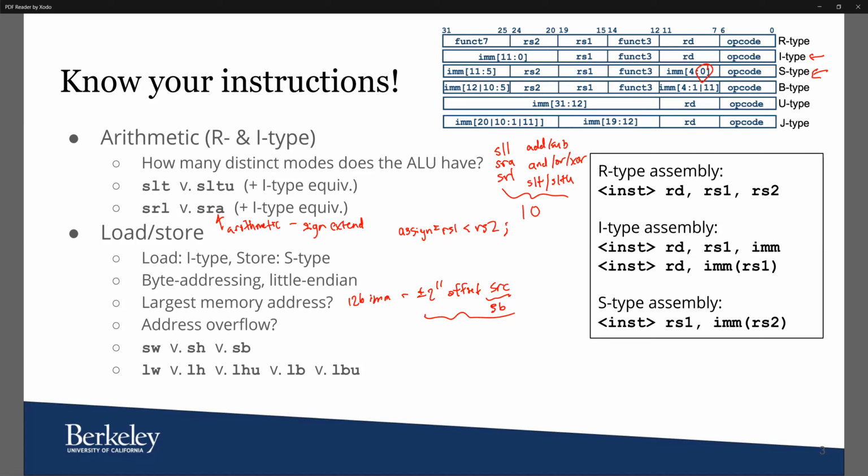Okay, what happens if you overflow? In the case you specify an address that is larger than memory, what would happen? This actually ends up being implementation specific, but most of the time you would just wrap around.